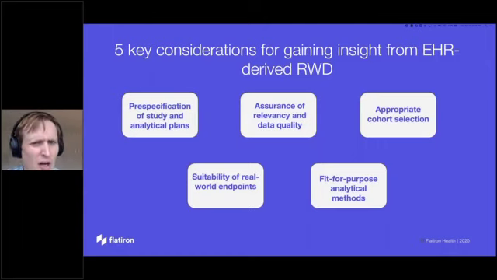So the four areas we've identified are really relevance of the data and making sure that your data is high quality, that you're appropriately selecting a cohort, that your real-world endpoints are suitable for the question you're asking, as well as the analytic methods you're using are suitable.